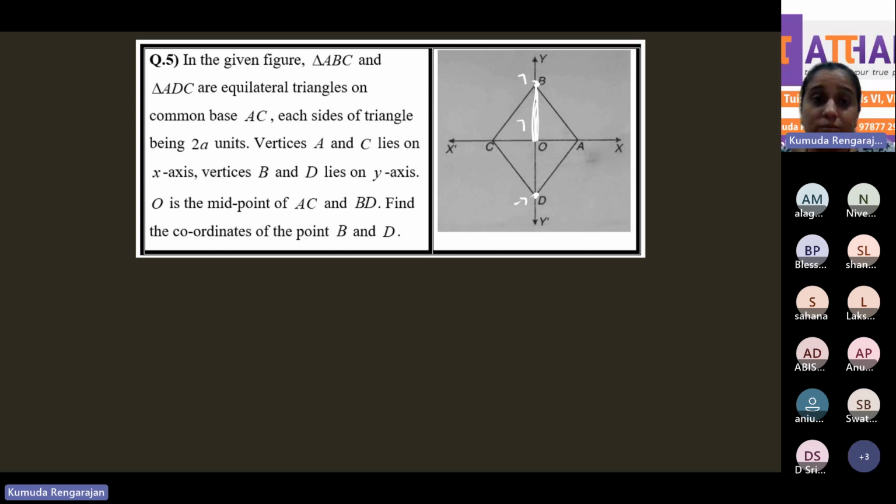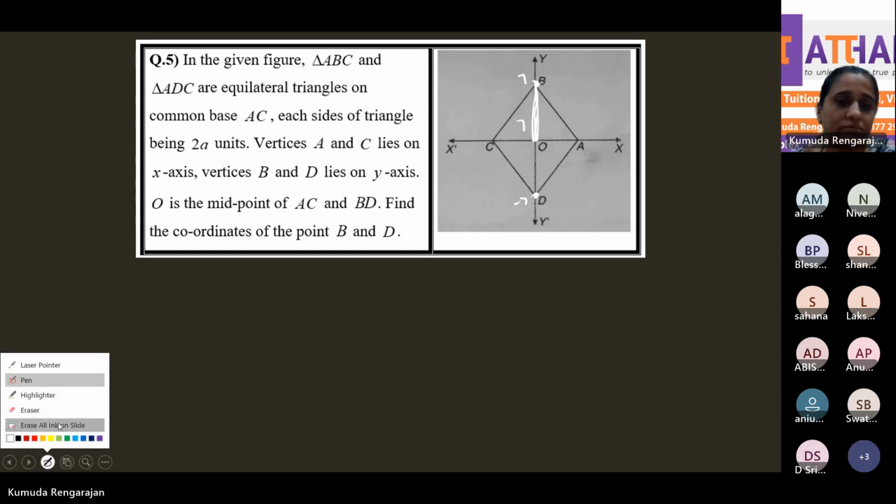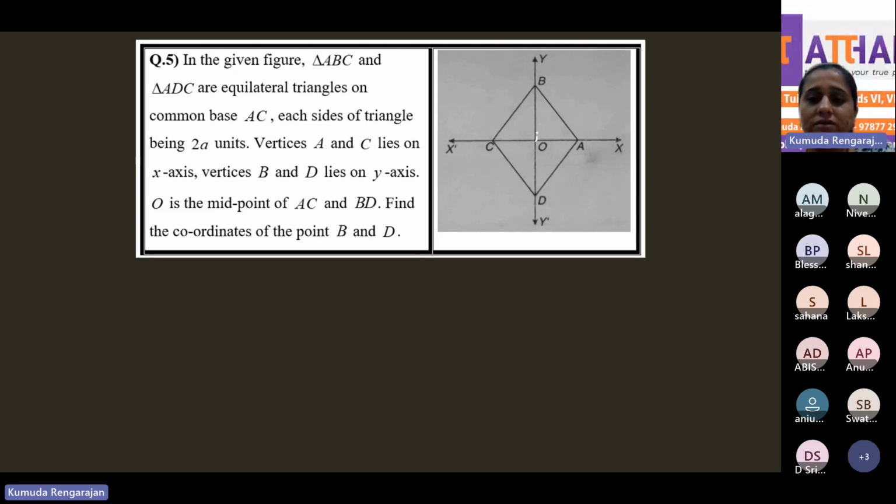Supposing OB is 10. Then this one is also 10. So this marking is 10 and this marking will be minus 10. So we are interested in finding the length of these two line segments. You can also find OB using the formula to find the altitude of an equilateral triangle. ABC is an equilateral triangle, and OB is its altitude.